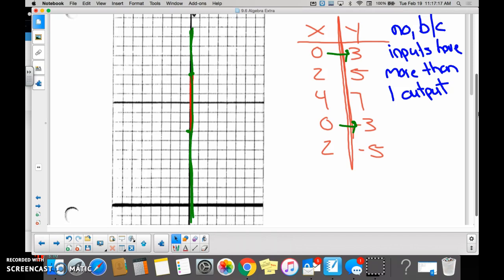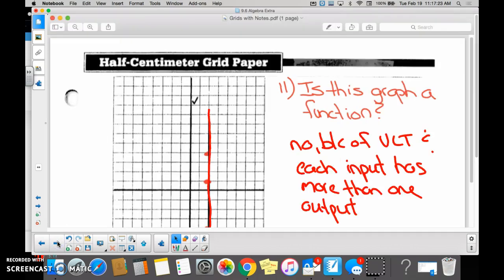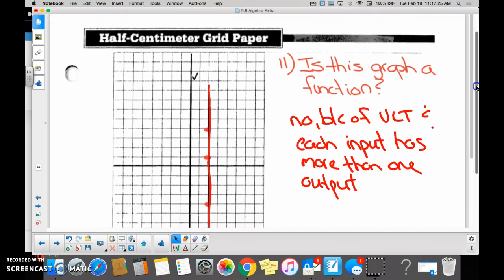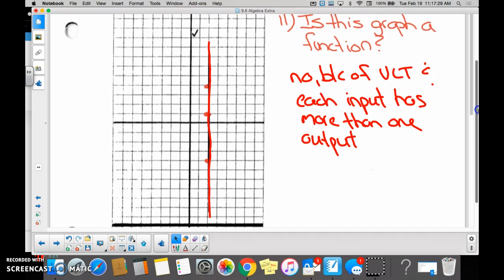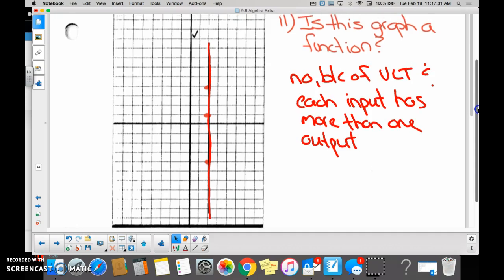So vertical lines are never going to be a, hello? Function. Heads off desks. Okay, I think this is the last one. No, it wasn't. Second to last one. So there we have a vertical line. Is it a function? No. Vertical lines are never functions.